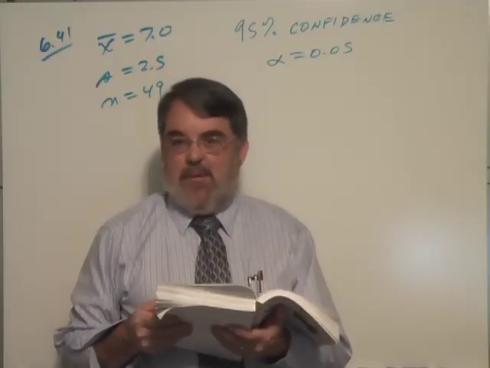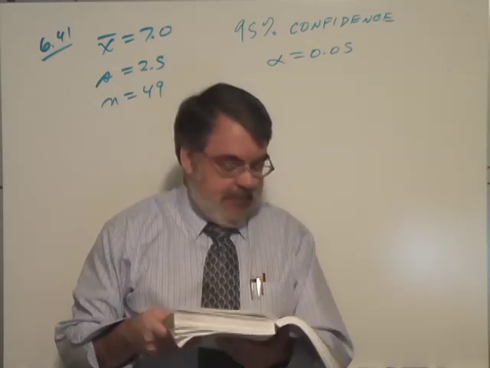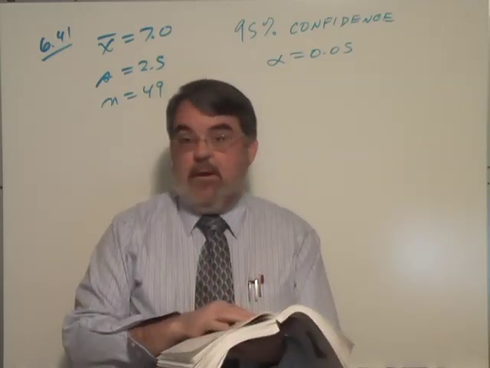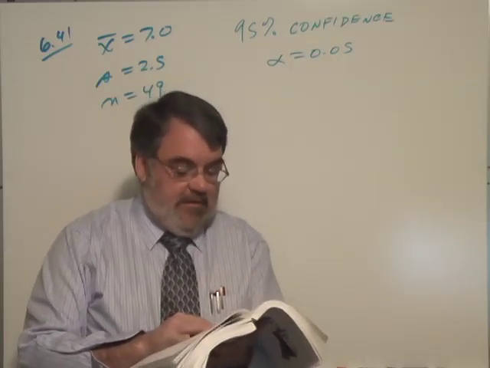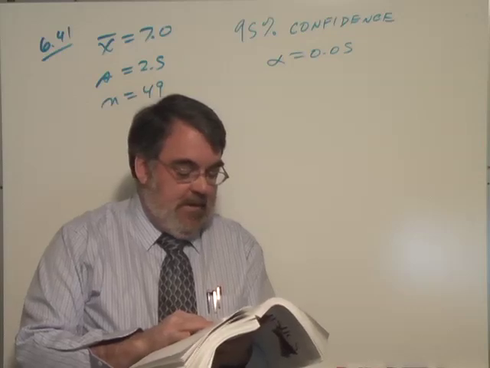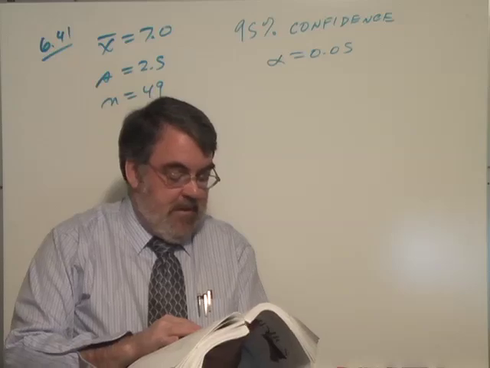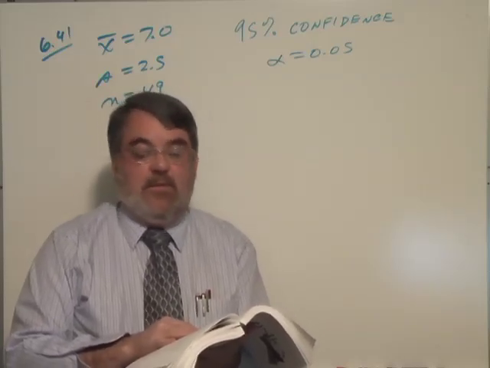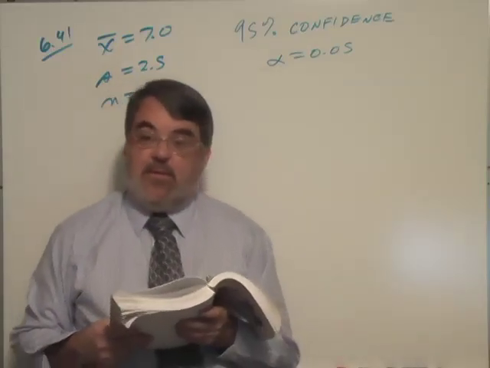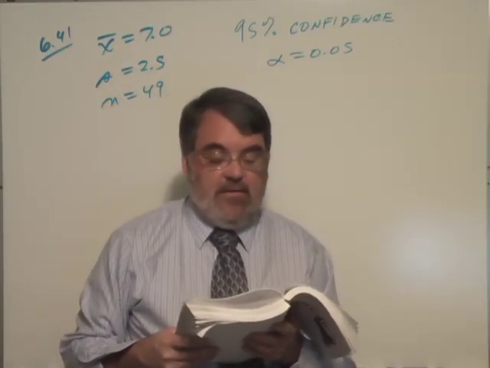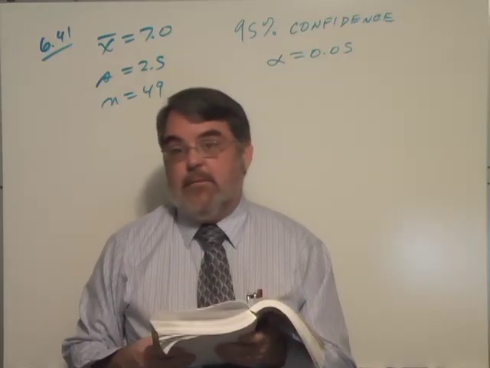This is from problem 6.41 on page 258. So turn to there, let's read along. In a sample of 49 employees of a large business firm, the mean number of days in a year lost to illness by the employees was 7.0 with a standard deviation of 2.5 days. And then part A asks, find a 95% confidence interval for the mean number of days lost to illness for the entire company. And part B, how do you interpret this interval?